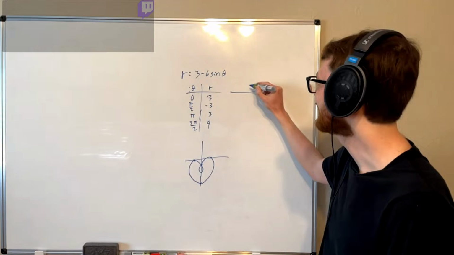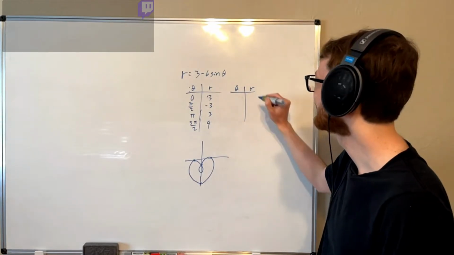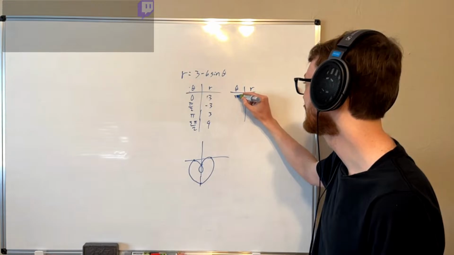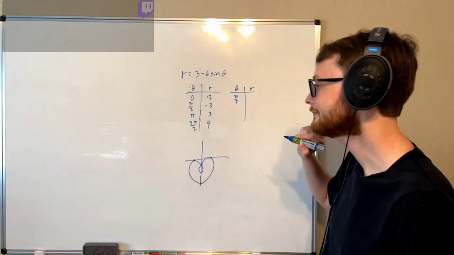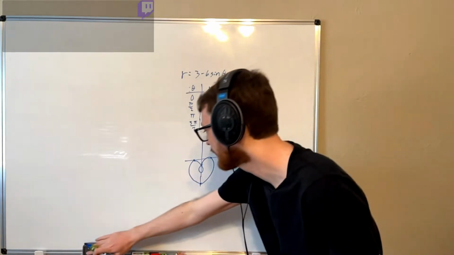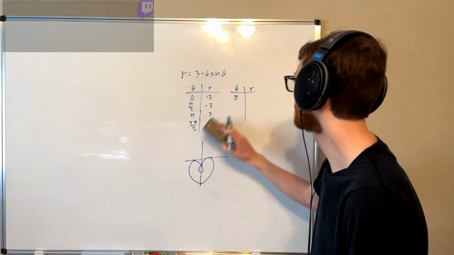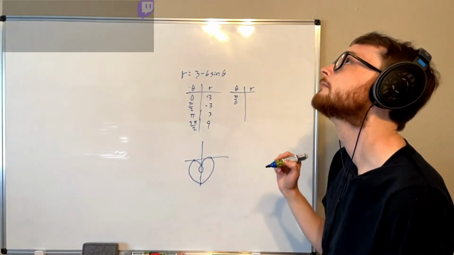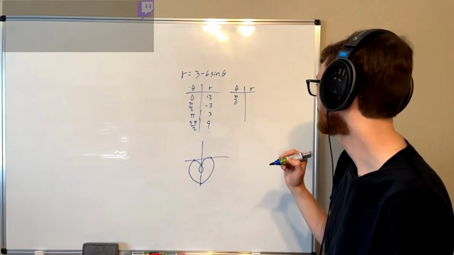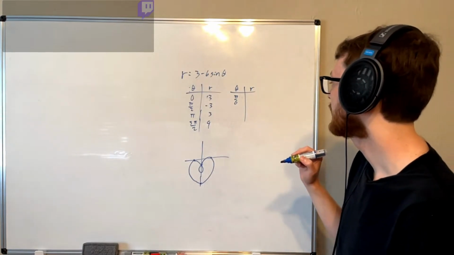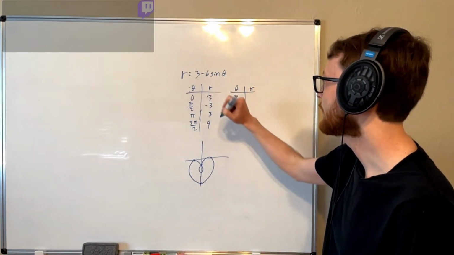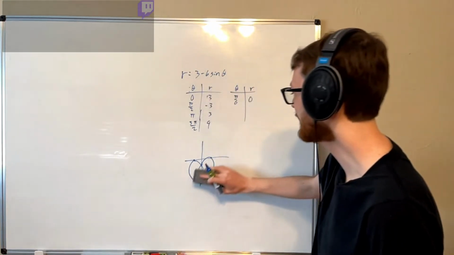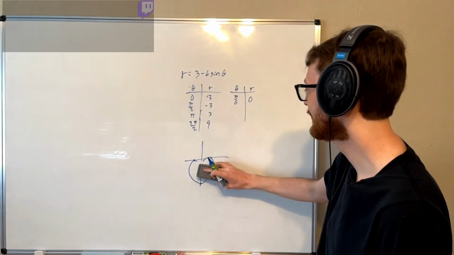So sine is a half at pi over 3. Sorry, pi over 6. Yes, pi over 6. So you get 6 times 1/2 is 3, 3 minus 3 is 0, and that's where you get some extra points from. So I think those are the important points.